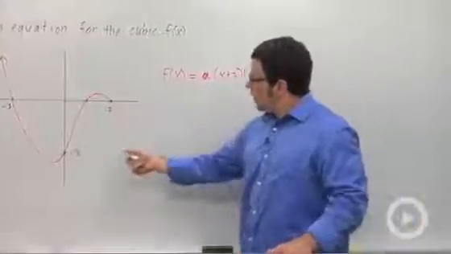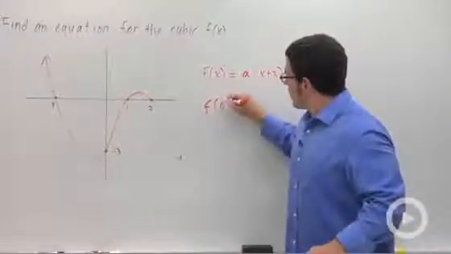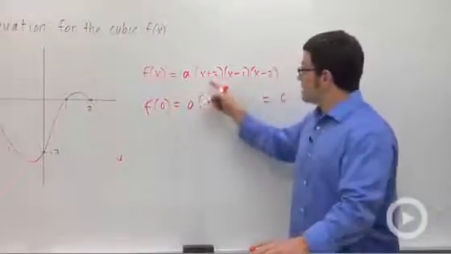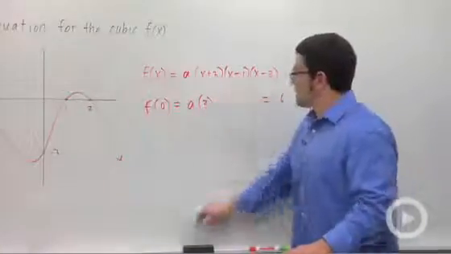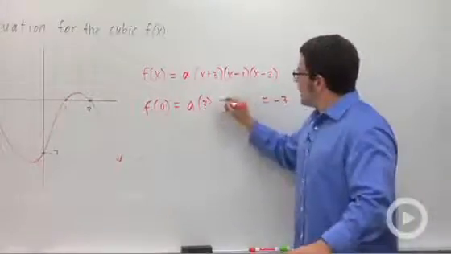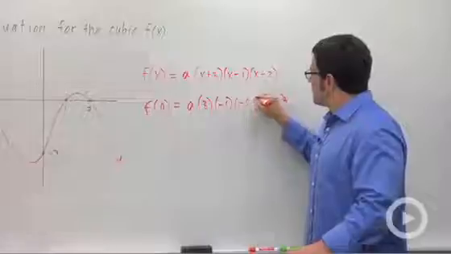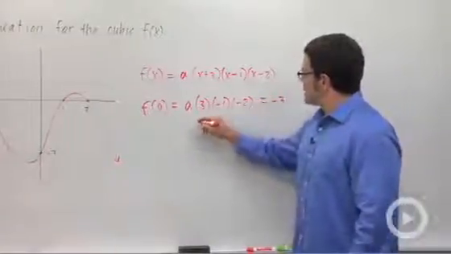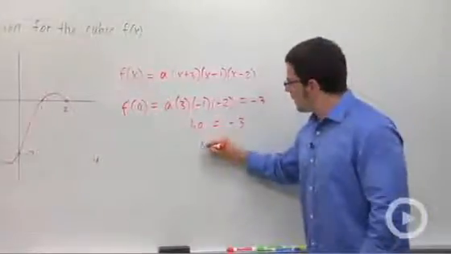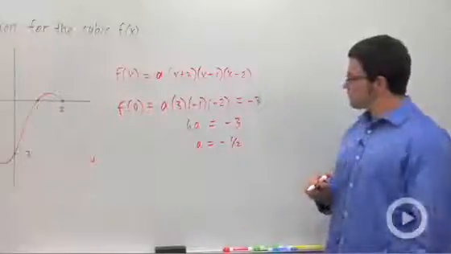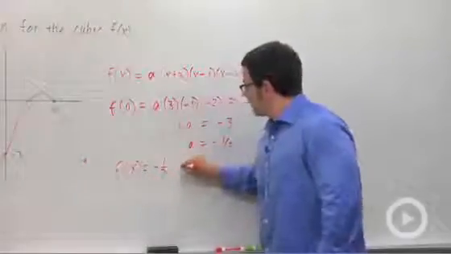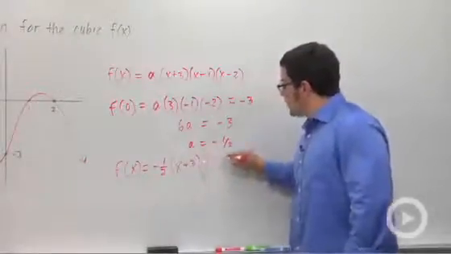So let's plug in the y-intercept. f of 0 equals a times 3, -1, -2. And again, I get 6a equals -3. So a is -1/2. A is -1/2. So my function is f of x equals -1/2 times x plus 3, x minus 1, x minus 2.